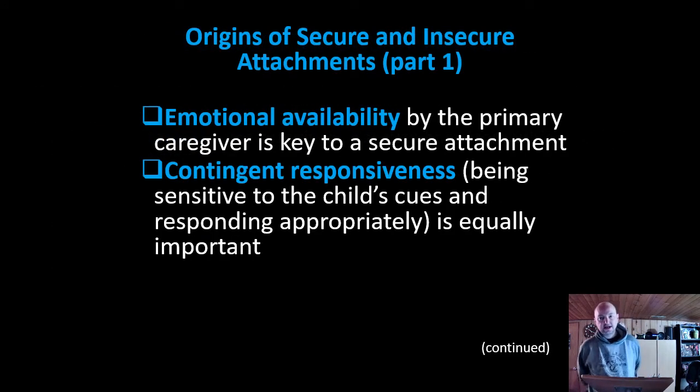So when looking at where this comes from, if you look at the origins, why are some children more secure and some more insecure in their attachments? I wanted to really highlight these ideas again. One is emotional availability. Notice that's not just physical availability, but that mom or the primary caregiver is emotionally present. The primary caregiver's ability to be emotionally available is so key.